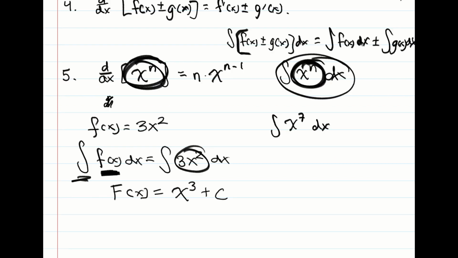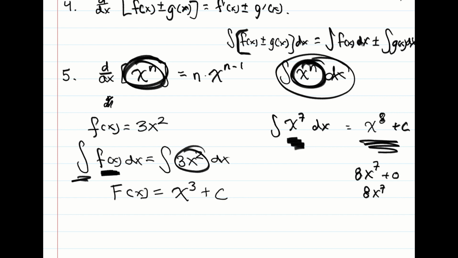Remember, every time that you take a derivative, your power goes down by 1. That means that when taking an integral, your power should go up by 1. So we know that it should be something like x to the 8th power plus c. But now check what happens. If we take the derivative of this, we get 8x to the 7th power plus 0, which is just 8x to the 7th power. We don't get x to the 7th power.